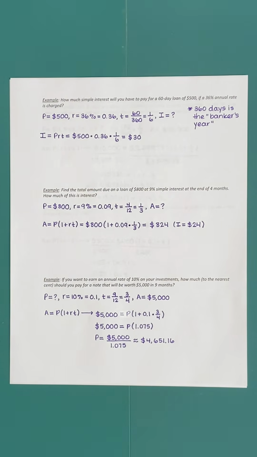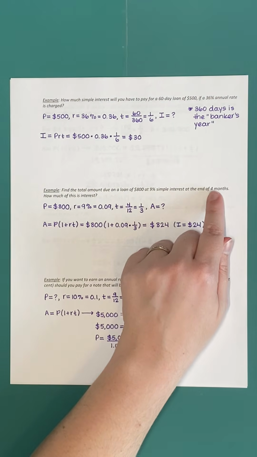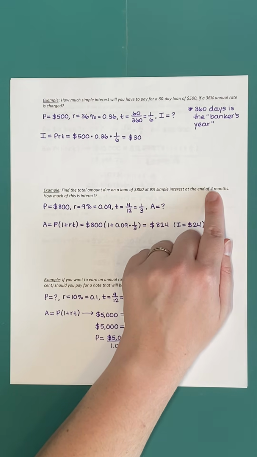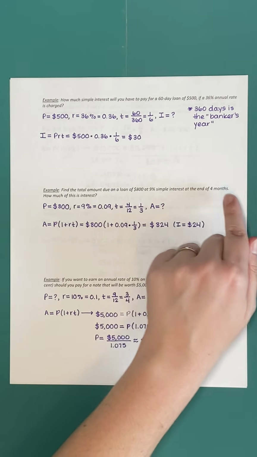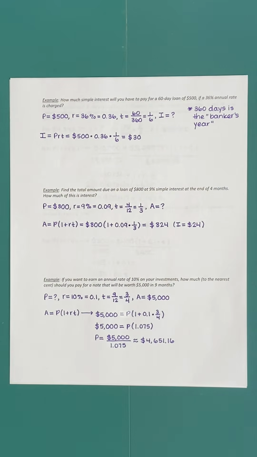Okay, so we have our principal, we have our interest rate, now we need our period of time. So it's going to be 4 months. Now again, T is not going to be 4. If T were 4, that means 4 years. We're talking about some portion of a year, something that's less than a year. So we want to write our period of time as a fraction of a year.